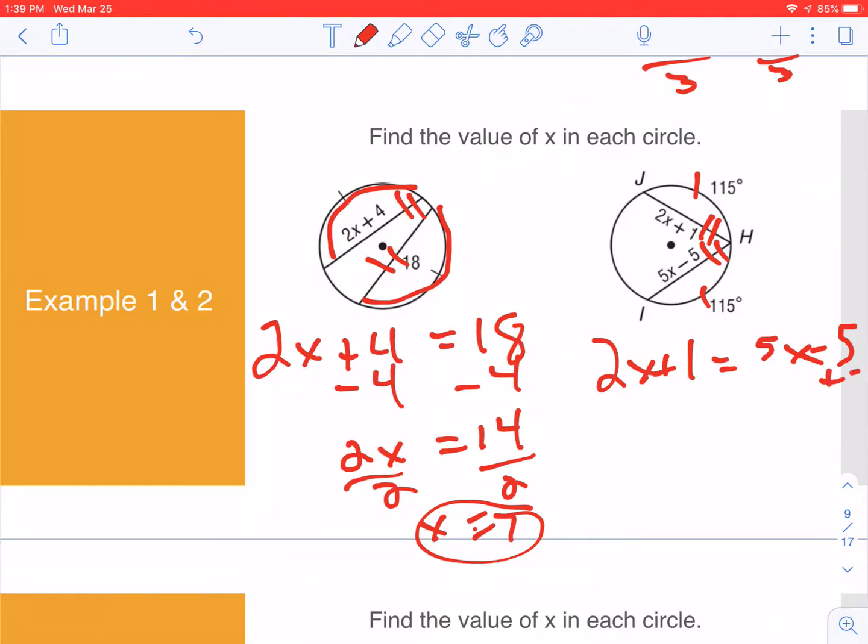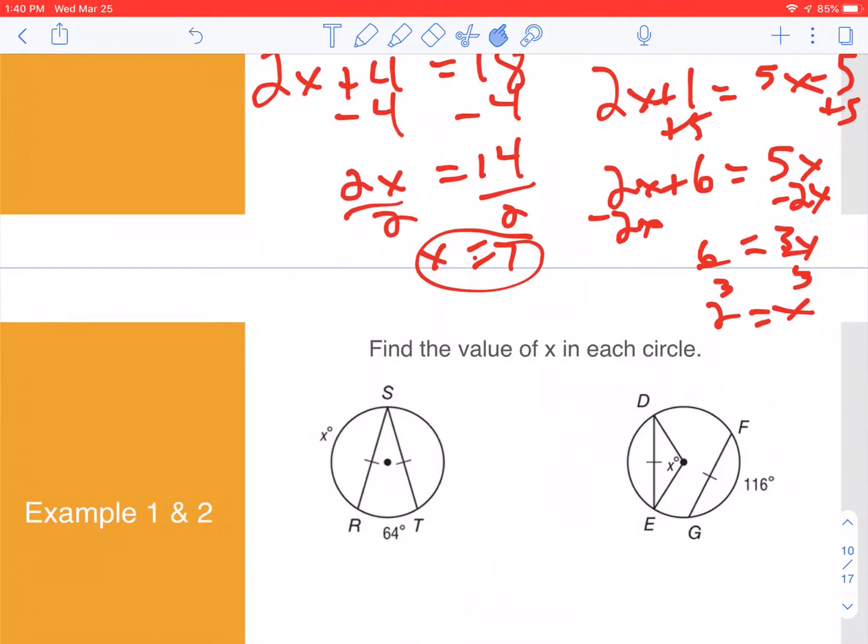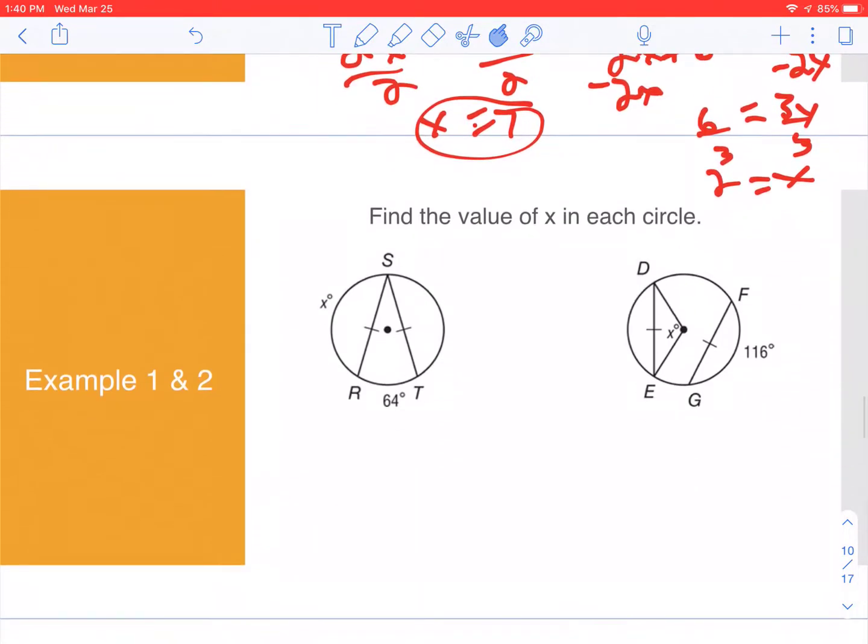Let's add the 5. 2x plus 6 equals 5x, subtract 2x, subtract 2x. 6 equals 3x, divide by 3. I'm going on to the next slide. x equals 2. Okay, hopefully you guys are getting this algebra down. Now, the last one's a little bit trickier.